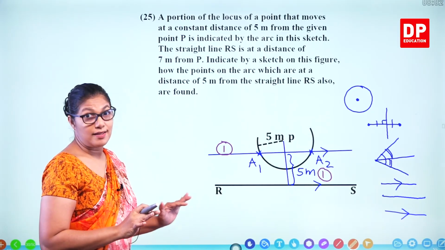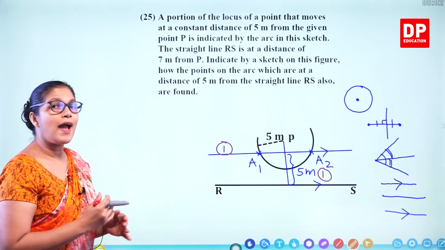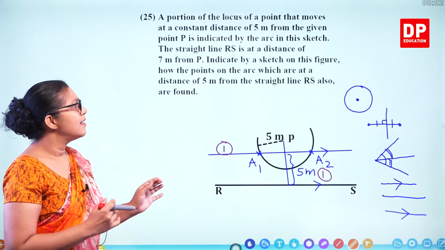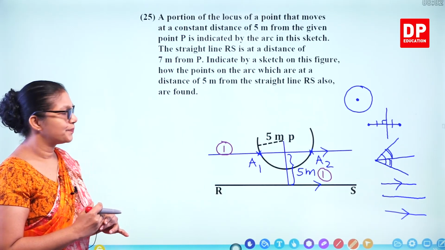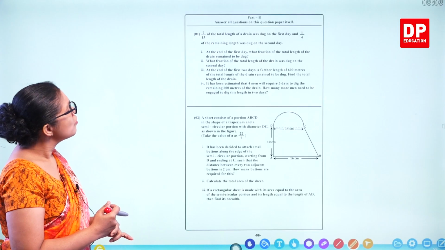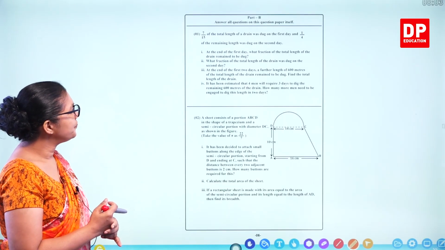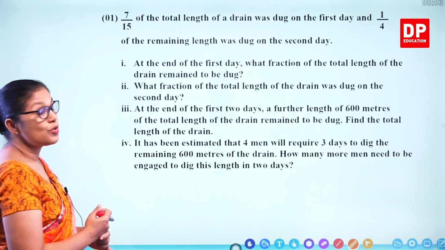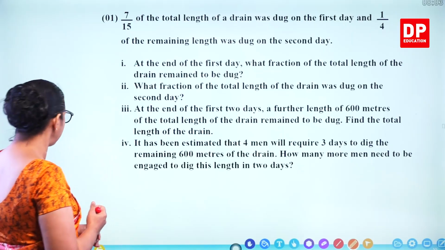So we did all 25 questions in part A. Let's take part 2 now. Part B, so you get 5 questions. You have to answer all questions. So do 1 and 2. Question number 1, you get 4 parts, so we'll do step by step.